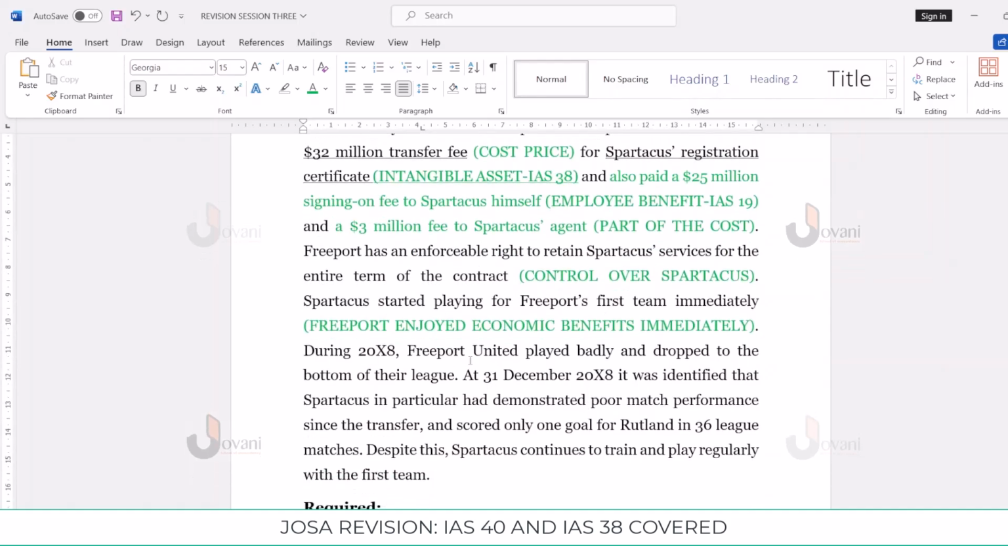During 2x8, Freeport United played badly and dropped to the bottom of their league. At 31st December 2x8, it was identified that Spartacus in particular had demonstrated poor match performance since transfer and scored only 1 goal for Rutland in 36 league matches. Okay?